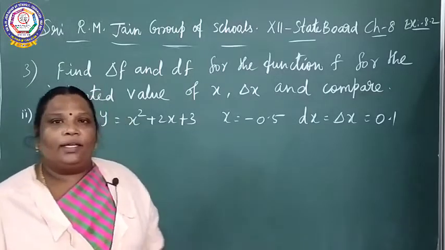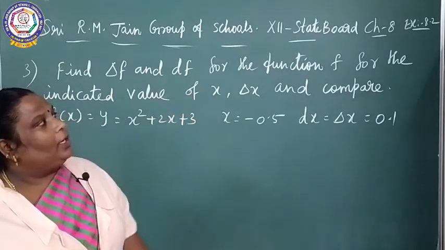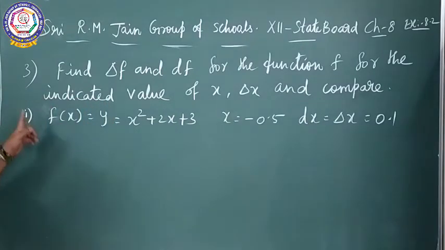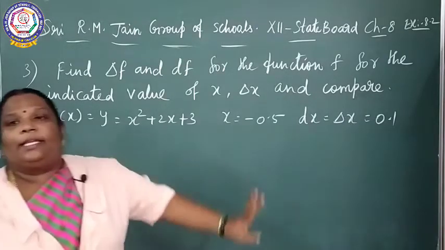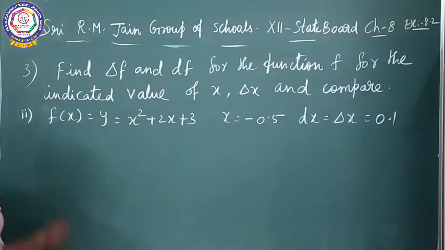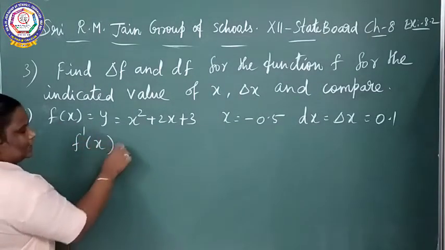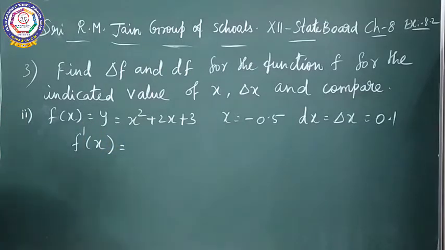Children, this is 12th standard State Board, Chapter 8, Exercise 8.2. Third sum, second subdivision: f(x) = y = x² + 2x + 3, x = -0.5, Δx = 0.1. You should find f'(x), or you can write it as df/dx or dy/dx. You can take it as anything.